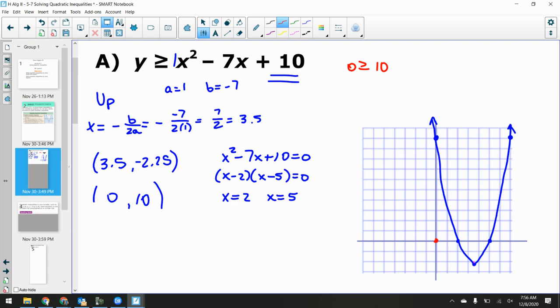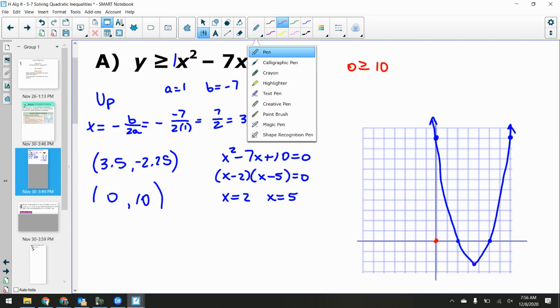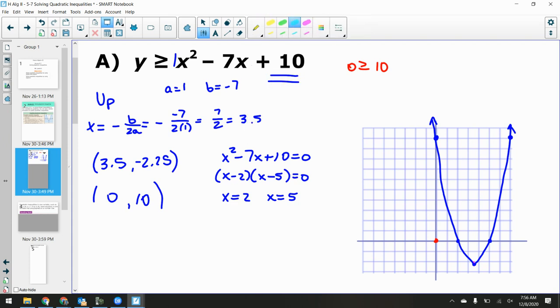Is 0 bigger than 10? Not the last time I checked. So therefore, 0, 0 is not shaded. The opposite region is shaded. And in this case, that's the inside of the parabola. There we go.